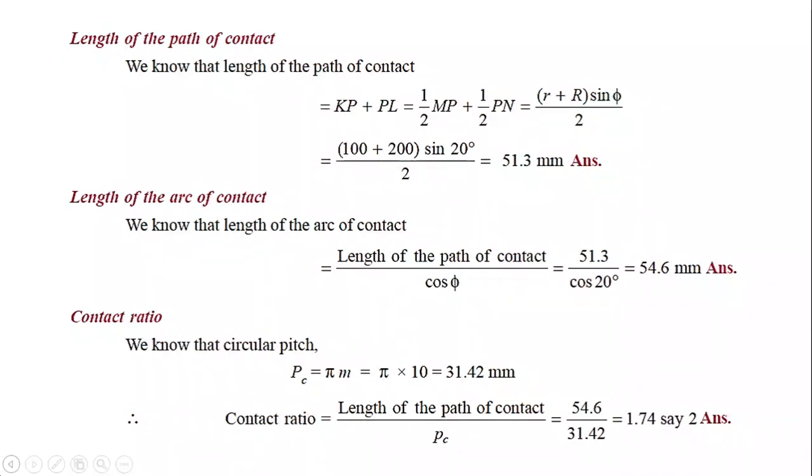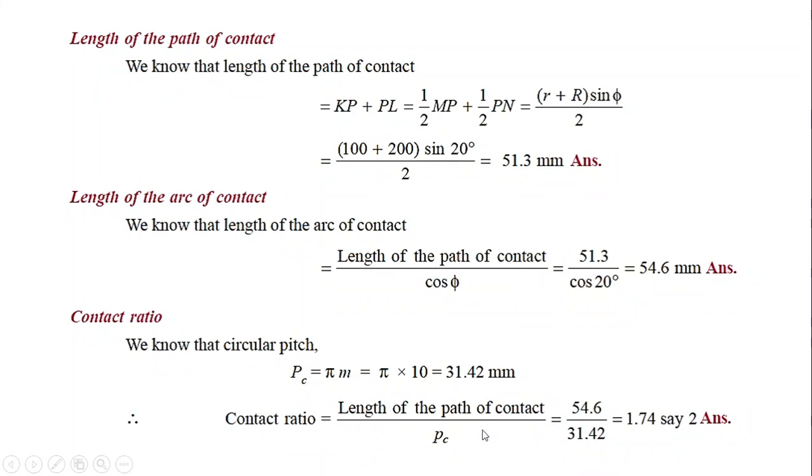Next, length of arc of contact. Length of arc of contact is equal to length of path of contact divided by cos phi. Length of path of contact is 51.3 divided by cos 20 degree, and we will get the value of length of arc of contact.